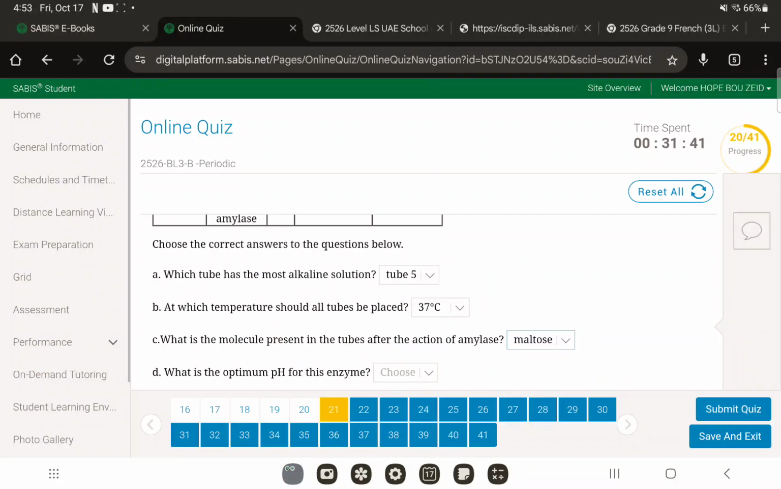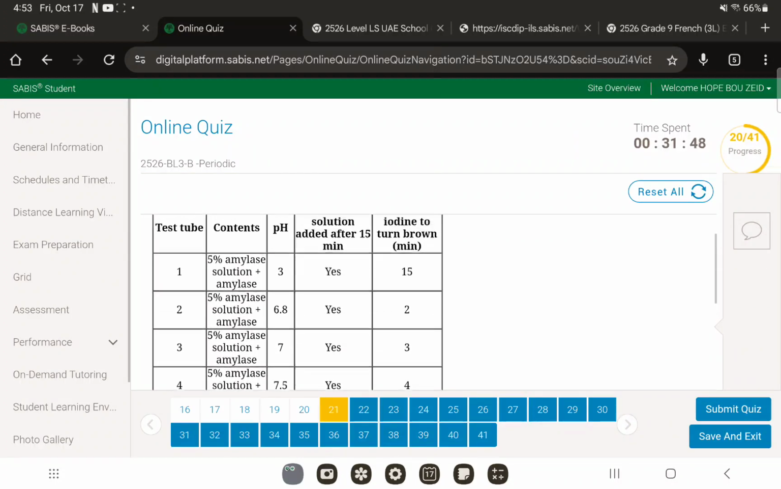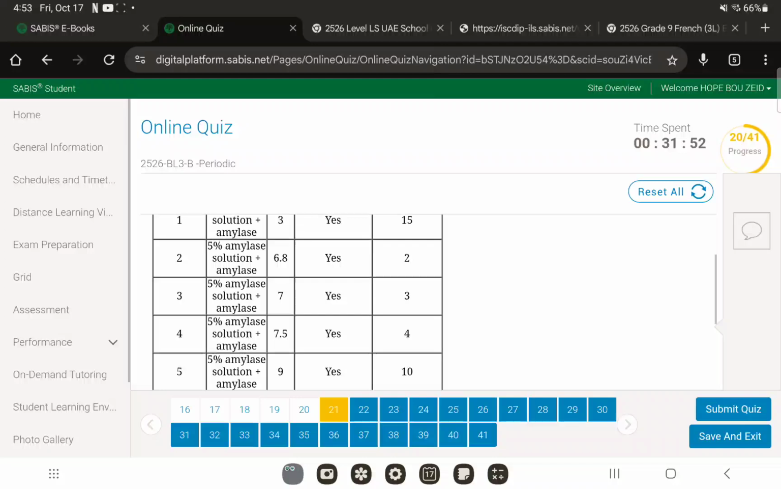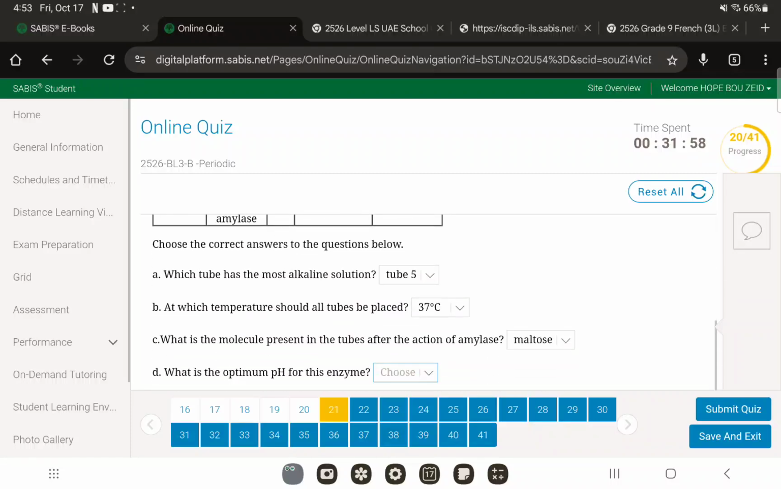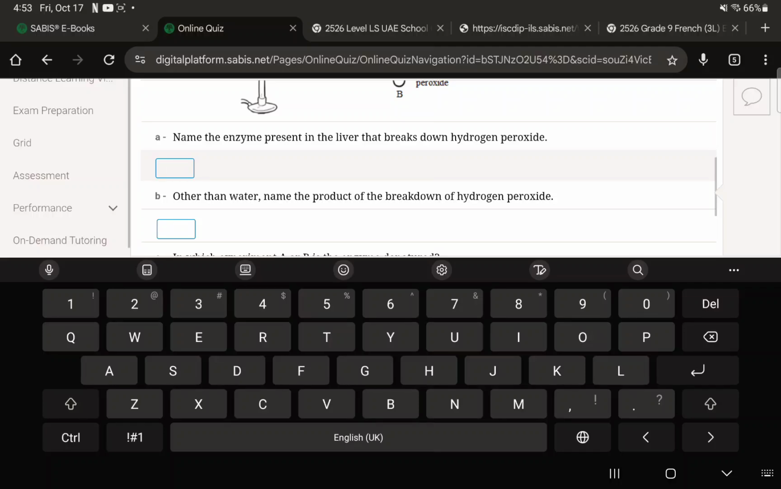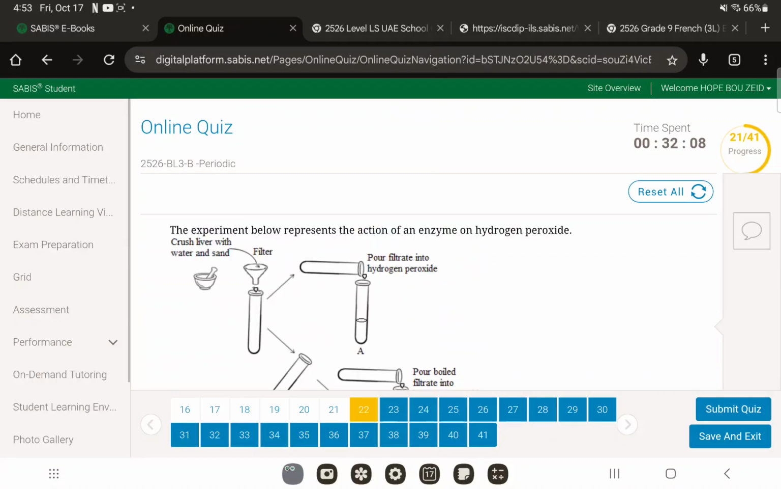What is the optimum pH for this enzyme? Optimum pH. So which pH worked the best? So we check which one took the least amount of time. The one that took the least amount of time was test tube 2, and it had a pH of 6.8. So that's the optimum pH for this enzyme. So basically, you just have to read the data given and get the answers from there.